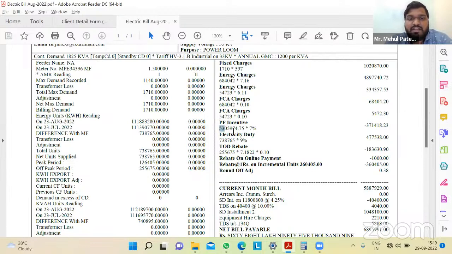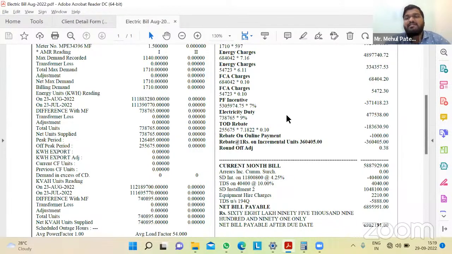So that's why it has been written in minus. How did you get this value? 5305974 is the total of this value plus this value plus this value plus this value. When you total all this, you get 5305974, and you take 7% of it as the power factor incentive. This much amount will be rebated from your bill.